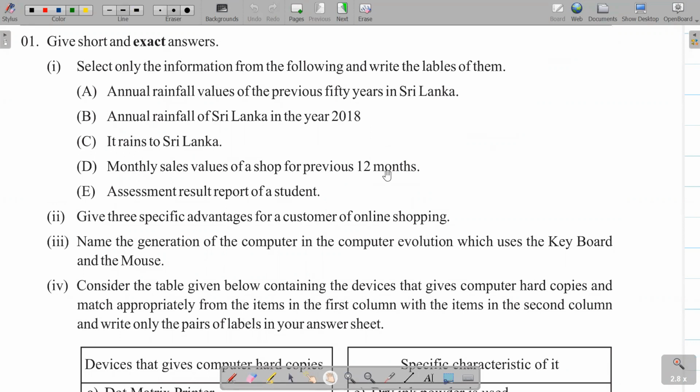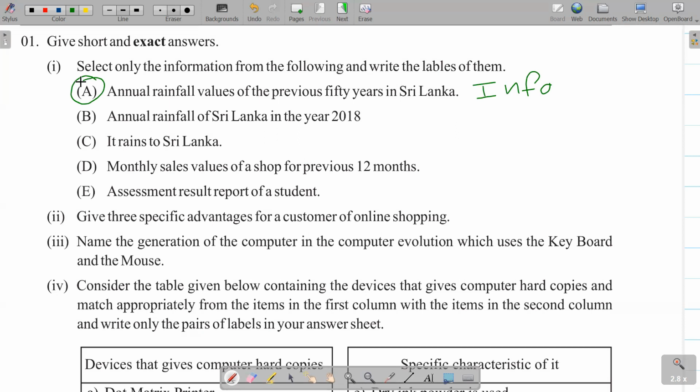Yeah, the first question that they are asking is: give short and exact answers. Select only the information from the following and write the labels of them. So they're asking about only the information, right? So, annual rainfall value of the previous 50 years in Sri Lanka. So it is an information. So in your answer script, label A should be there.